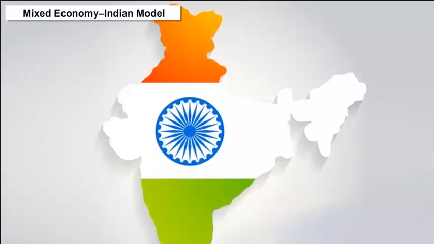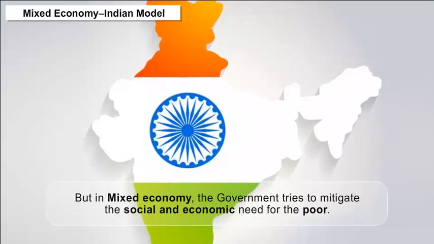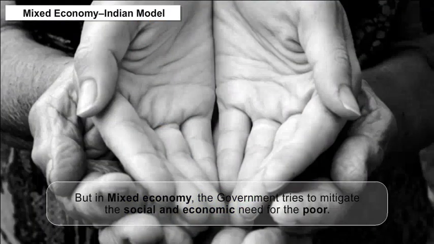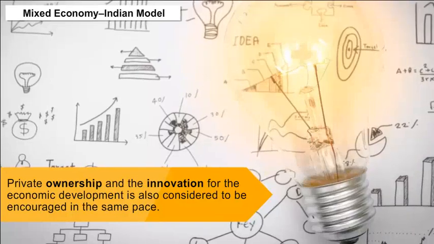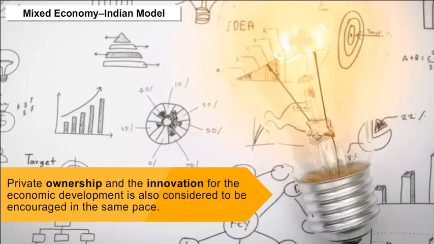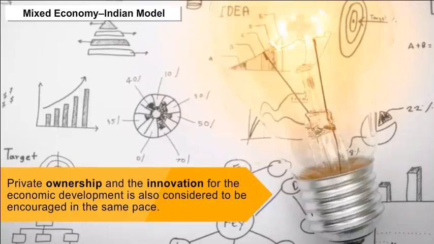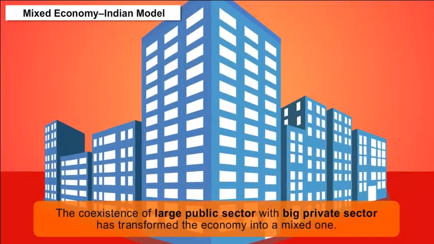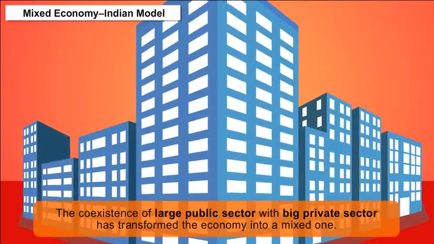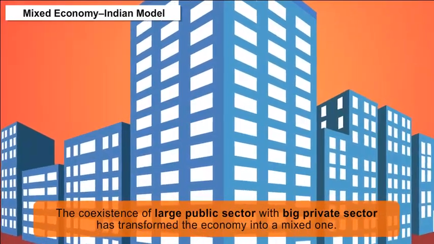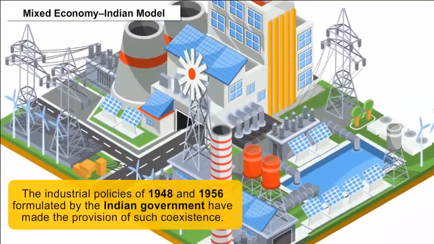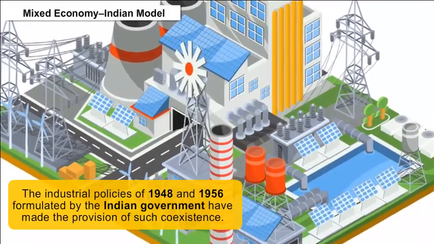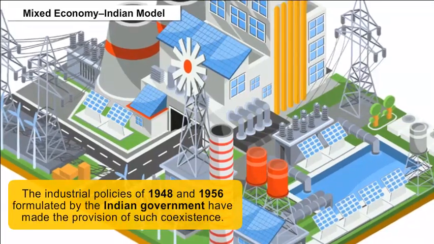Mixed economy, Indian model. But in a mixed economy, the government tries to mitigate the social and economic needs of the poor. On the other hand, private ownership and innovation for economic development are also encouraged at the same pace. The coexistence of a large public sector with a big private sector has transformed the economy into a mixed one. The industrial policies of 1948 and 1956 formulated by the Indian government made provision for such coexistence.